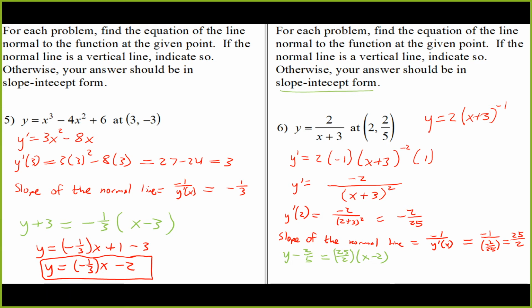Andrew, what do I need to do first to get this back into slope-intercept form? I should use the distributive method to simplify the right side. Okay, so we're going to use distribution. What will happen to the right side? Then it will become 25 over 2x minus 25.